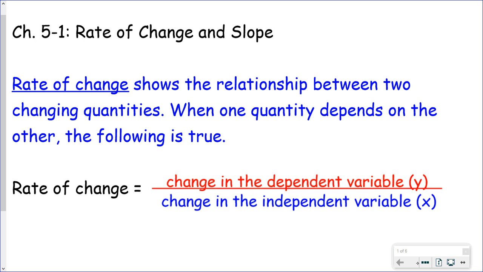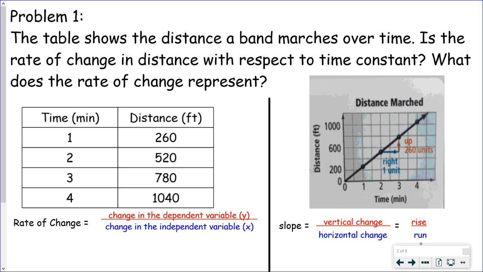All right, so let's look at some examples of that. The table shows the distance a band marches over time. Is the rate of change in distance with respect to the time constant? What does the rate of change represent? First of all, you need to figure out what's your dependent and what's your independent variable.